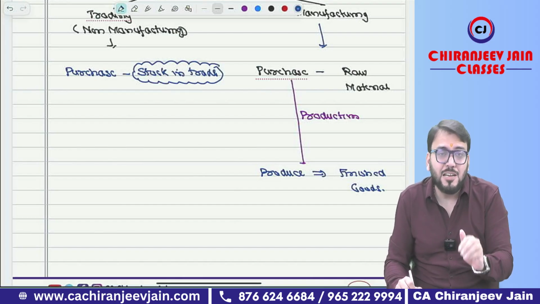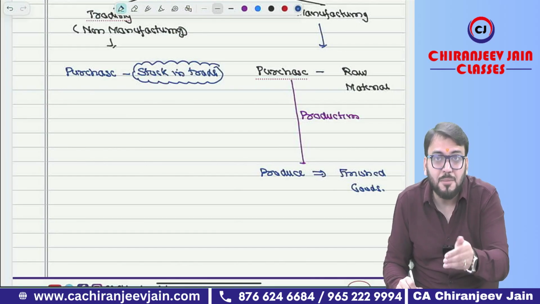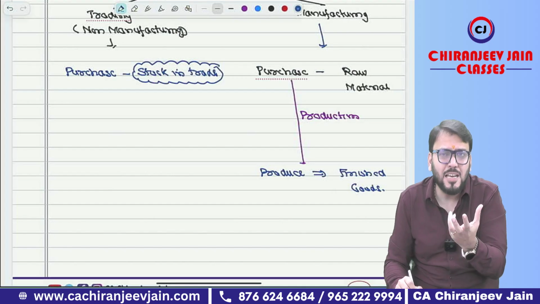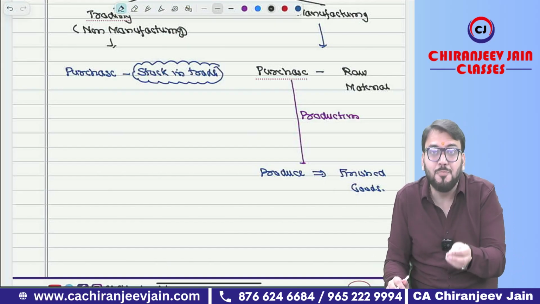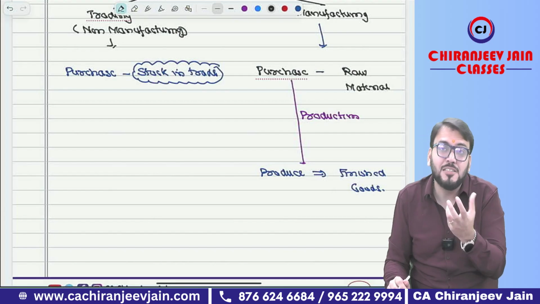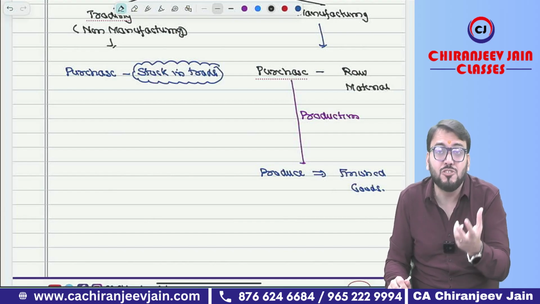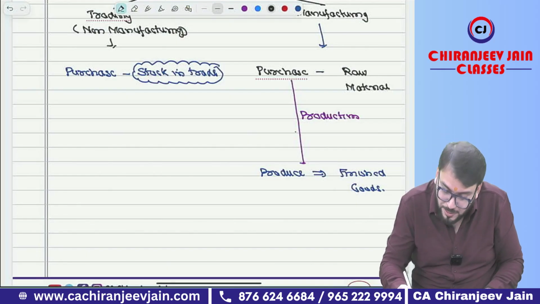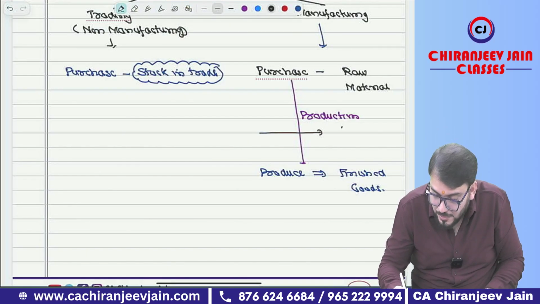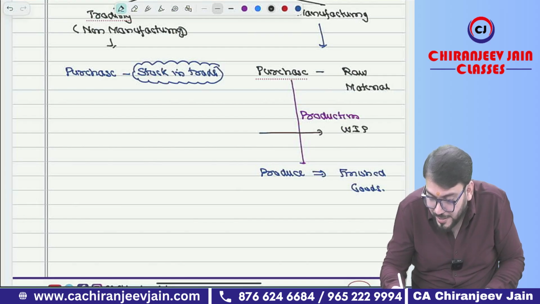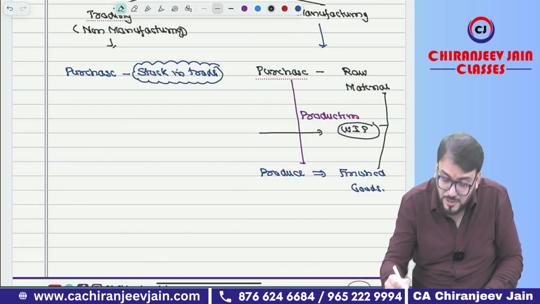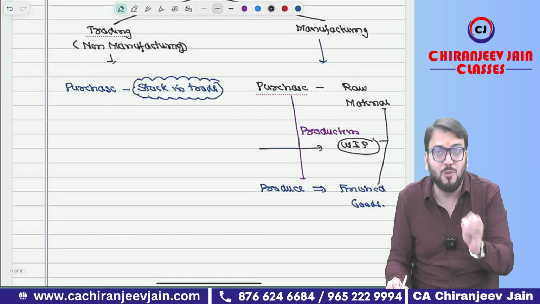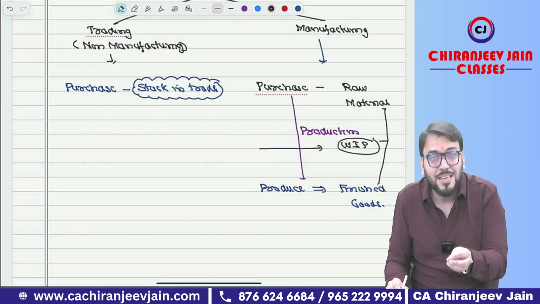Now suppose production started and the year end came, but production is not completed. That becomes semi-finished goods, and we call it WIP, work in progress. So between these two there can be WIP also. For manufacturing, there are three types of inventory: raw material, WIP, and finished goods.